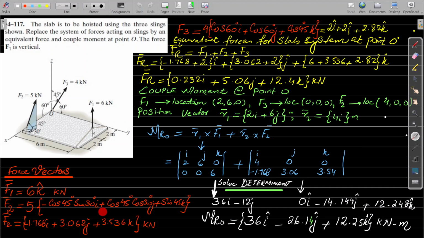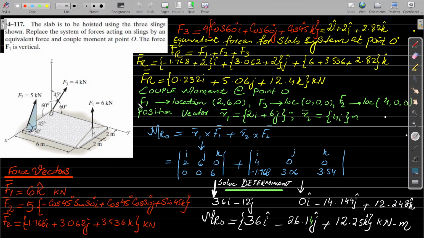So if you look at it, for the j component, cos 45 cos 30j plus sine 45k, you simply multiply the cos 45 angle with the sine 30 to get the i component, then multiply cos 45 cos 30j with 5, you get the j component, and you multiply 5 with the sine 45k, you will get the k component.